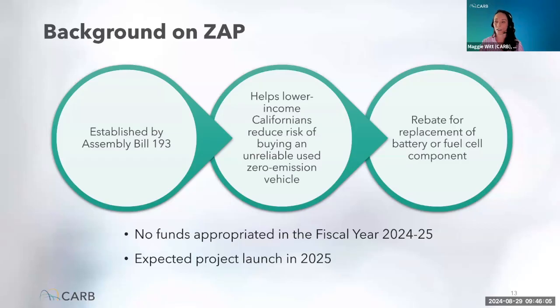Repair costs are a significant barrier to obtaining a zero or near zero emission vehicle for lower income Californians. So ZAP complements CARB's light duty vehicle purchase incentive programs by alleviating low income residents' concerns about premature battery degradation, which can cause reduced vehicle performance, vehicle depreciation, and costly repairs.